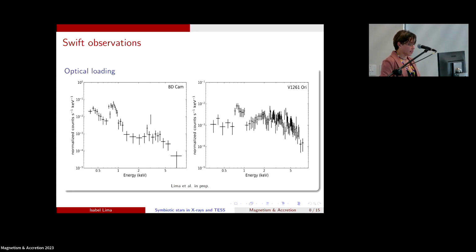So here, in this spectrum, this emission at low energy is not real, and the hard energy has contamination as well. And just to let you know, BD Cam has 5 mag, and V1261 Ori has 8 mag, both in V-band.